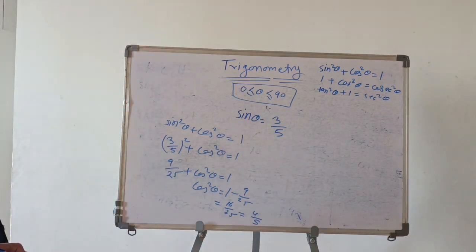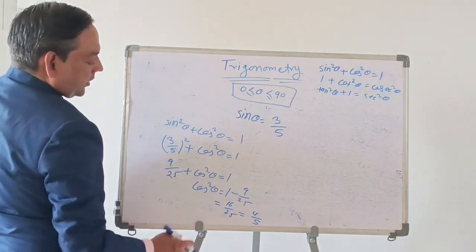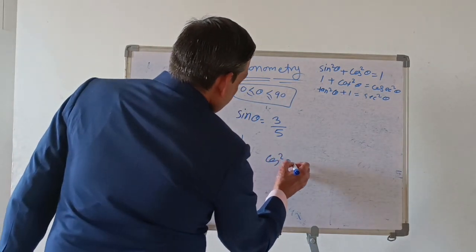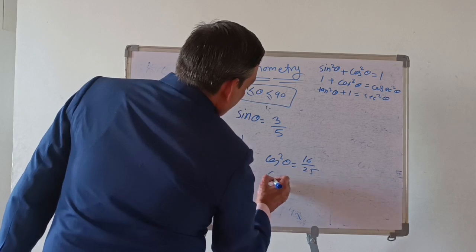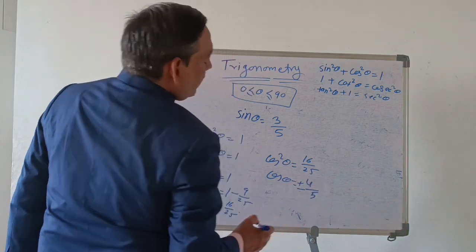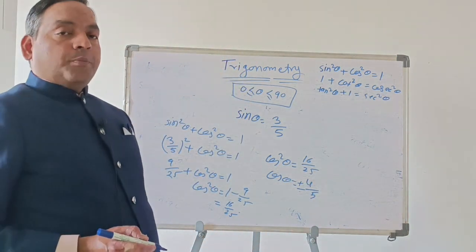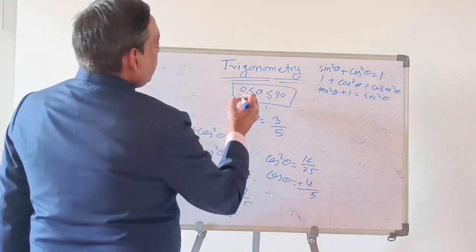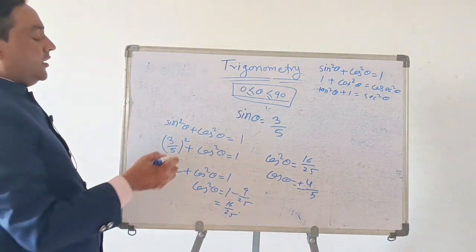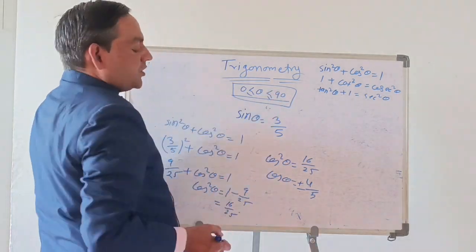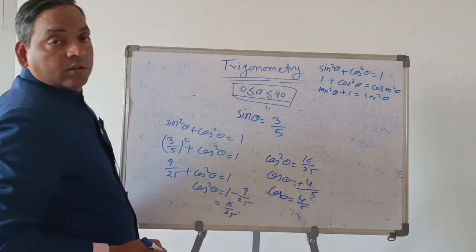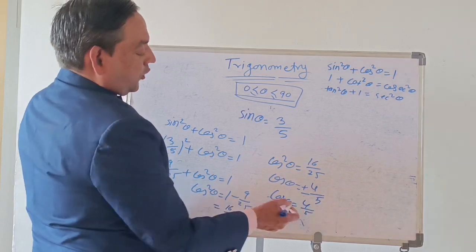Actually here you have to remember, whenever we take the square root of any number: cos square theta is equal to 16 upon 25, so cos theta is equal to 4 upon 5, but actually it is plus minus. Whenever we take the square root, the answer can be plus or minus, but since I told you in the beginning we are taking the angle from 0 to 90, so everything is positive. We'll be studying this further, but if it lies in the first quadrant, everything is positive, so cos theta is 4 upon 5.